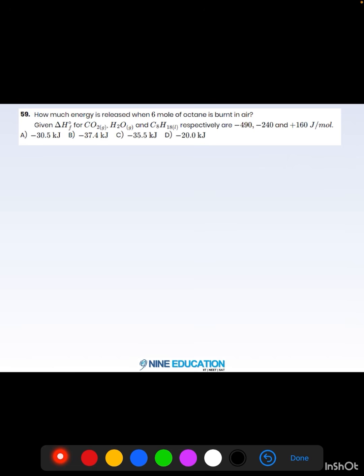Next we have: how much energy is released when 6 mole of octane is burnt in air, given delta HF for CO2, water and C8H18 respectively are these. Now we are talking about 6 mole of octane burning in air. So first of all we can simply write down the equation for C8H18. Whenever we take C8H18, it will burn in the presence of oxygen.